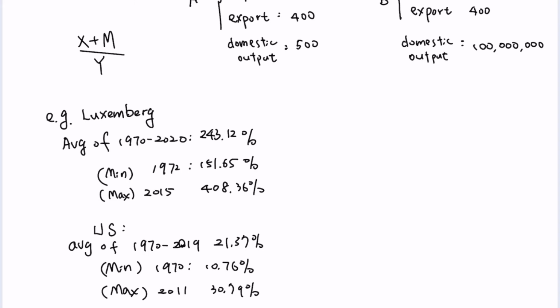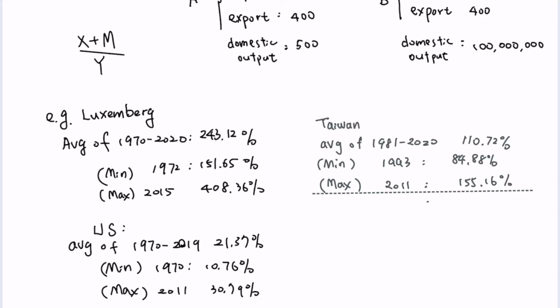So how about Taiwan? It turned out that the average is about 110%. The minimum happened in 1993, which is only about 85%. The maximum happened in 2011, which is about 155% of its output. So Taiwan is also an economy that is relatively open compared with the US. Its total amount of trade is about the same size as the total amount of the output.